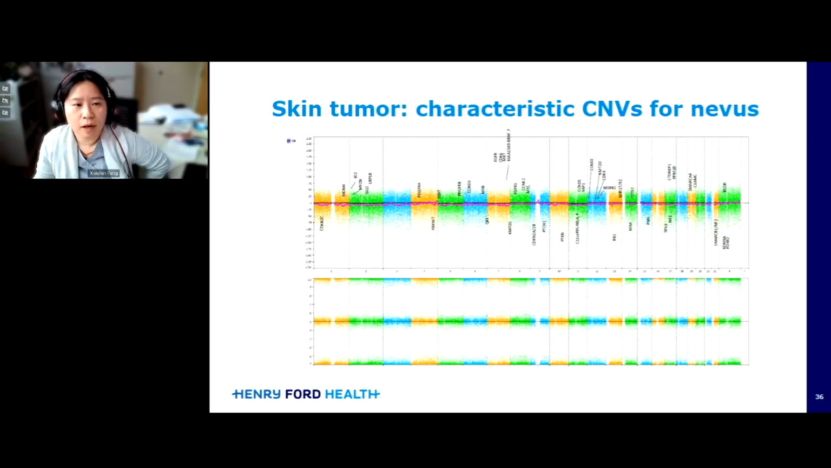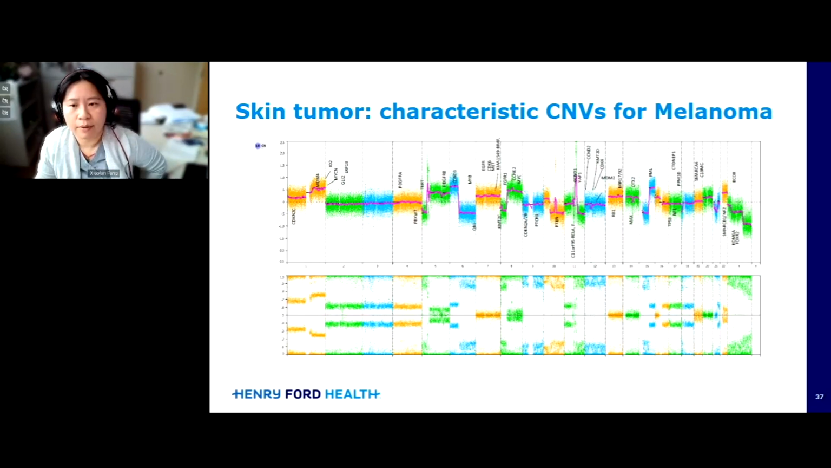So this is probably the other type of tumor. After the brain tumor, we see a lot of skin tumor samples here at Henry Ford as well, and they have pretty distinct CNVs for melanoma. So this is a sample for the CNVs for nevus, and it basically is normal. You didn't see much of the CNVs in this part. However, when we check a melanoma sample, you can see a lot more of the CNVs.